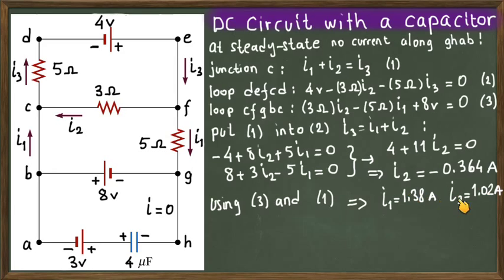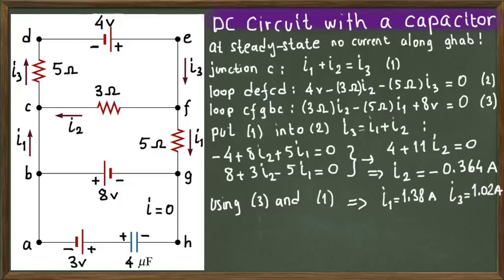These are both positive quantities, so whatever directions you initially set up for I1 and I3 will be the same directions. There is no need to change the directions of these currents. The directions will be the ones set initially for these currents.